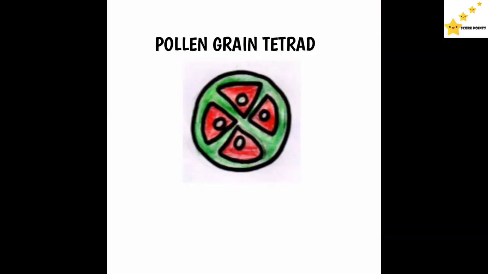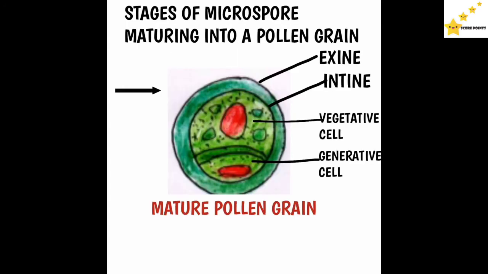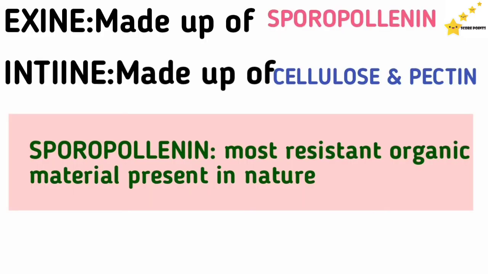Now you can see the diagram of a pollen grain. It has exine and intine. Exine is a hard layer which is made up of sporopollenin. Sporopollenin has a very important property. It is the most resistant organic matter present in nature. It can resist acids and alkalis. The inner thin layer is intine. It is made up of cellulose and pectin. The exine has an aperture where sporopollenin is absent. This aperture is called the germ pore. Pollen grains can be preserved for many years because of the presence of sporopollenin in the exine layer.